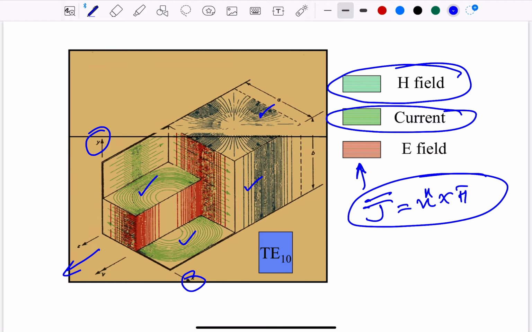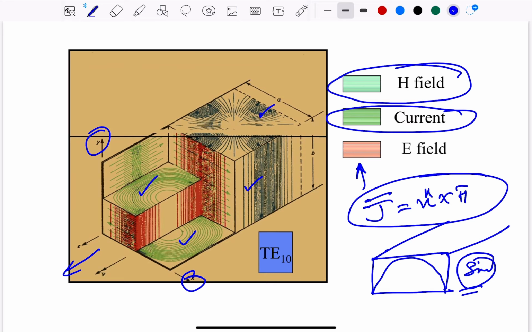So this is all about the TE10 mode, and hopefully you can visualize some of the parts. Basically in a cross section, you will find a sine wave like this, because this is a sine function. Another point is that on the top you will find a loop of the magnetic field like this, correct.